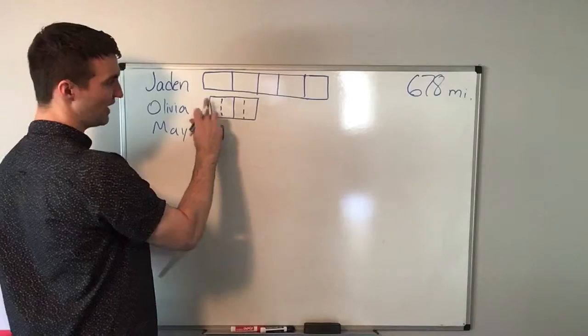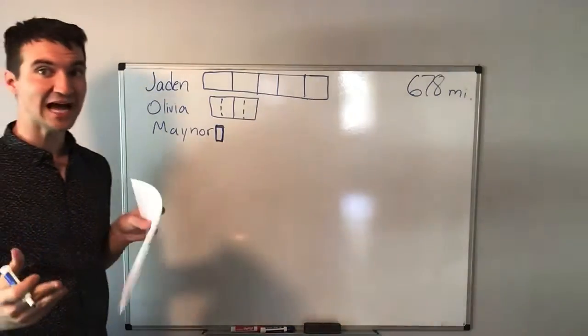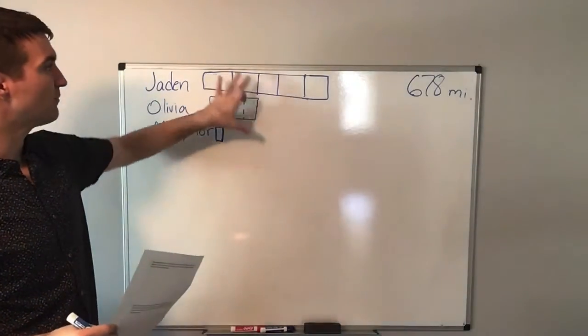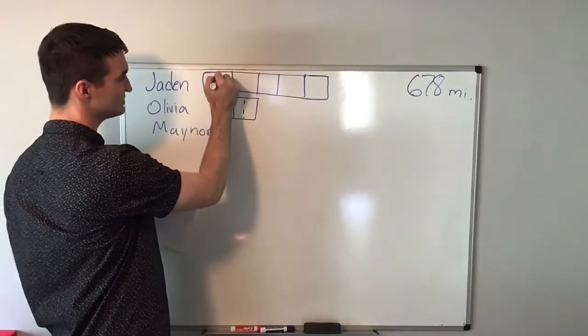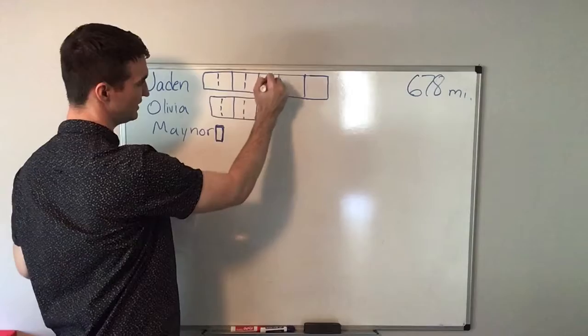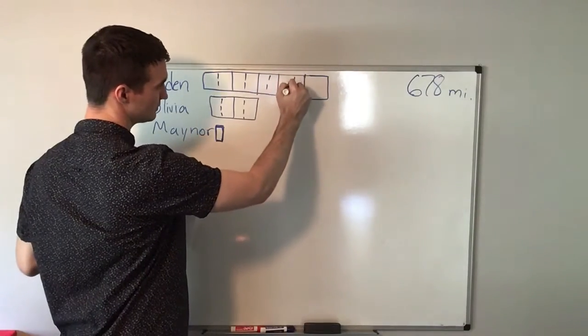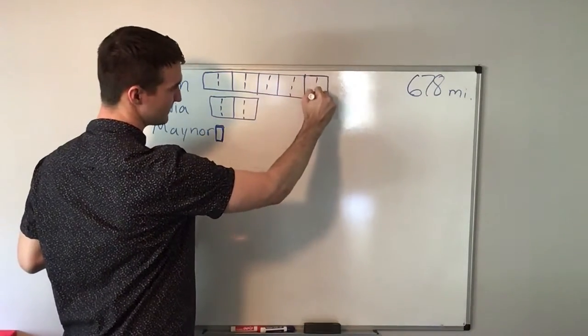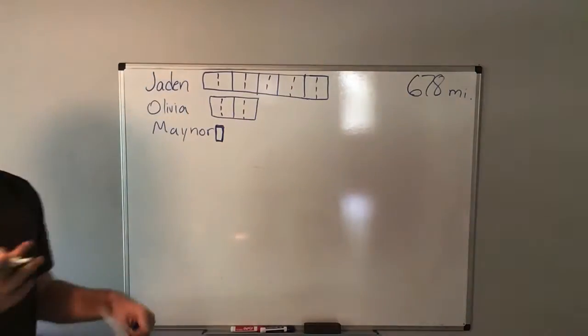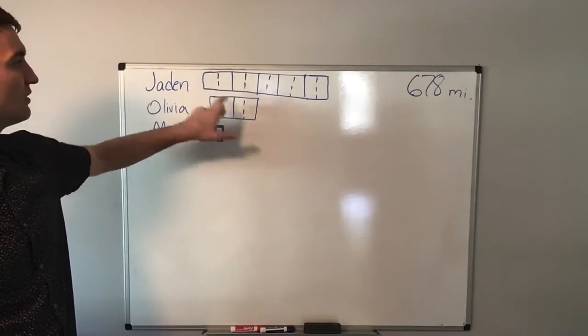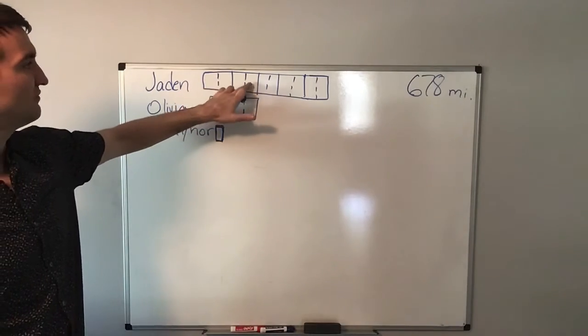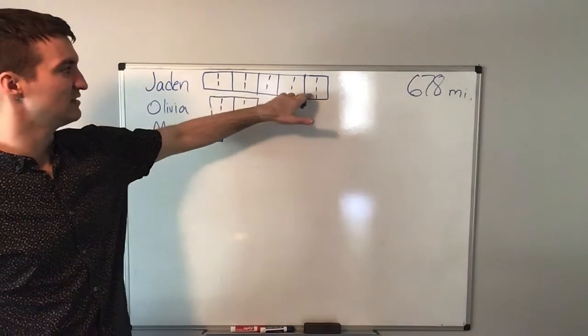And if I split those into halves, Olivia's, to make them all even units, I'm going to split Jaden's into halves, each unit. And so now I've got even units going all the way across. Maynard's only got 1. Olivia has 1, 2, 3, 4. Jaden has 1, 2, 3, 4, 5, 6, 7, 8, 9, 10.